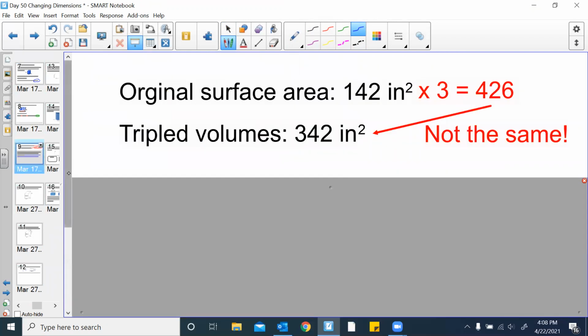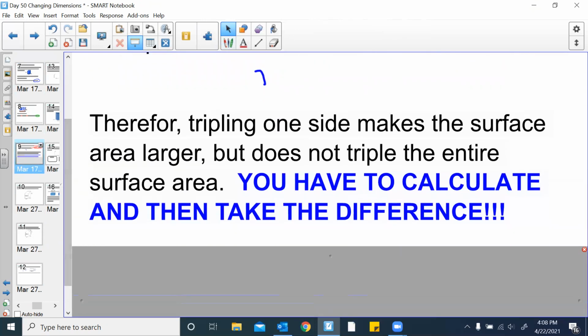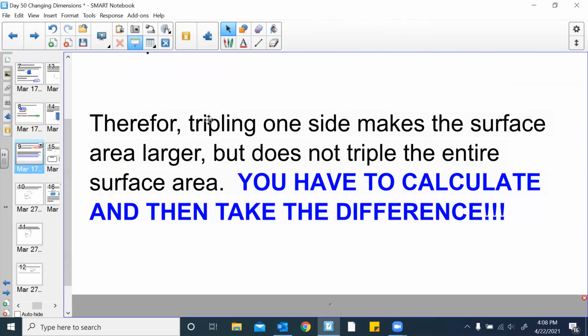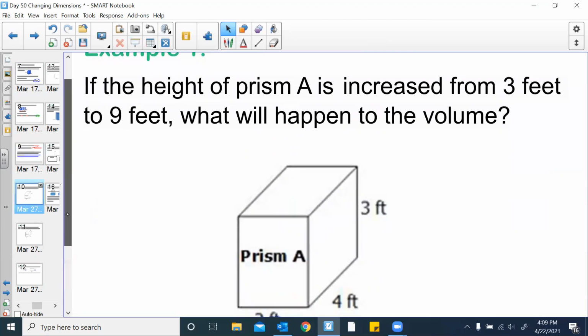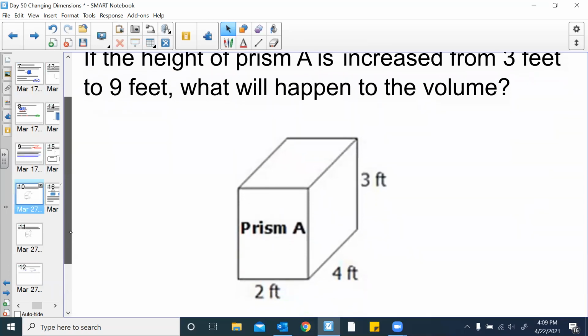So you just need to really remember that when you're tripling one side, it makes the surface area larger, but does not triple the entire surface area. You're going to have to calculate and take the difference. But if you're looking at volume, it's very quick and easy. It'll triple the volume, or double or quadruple.